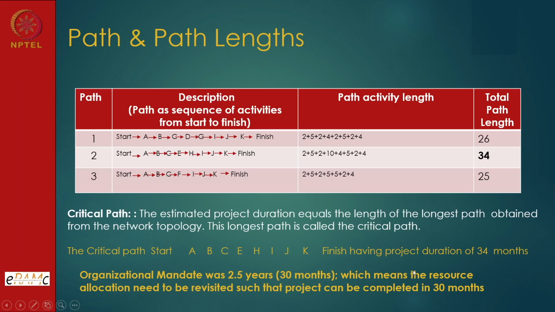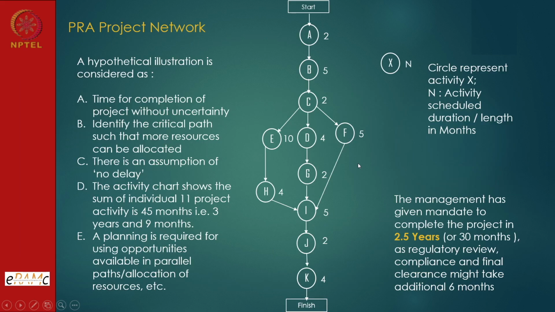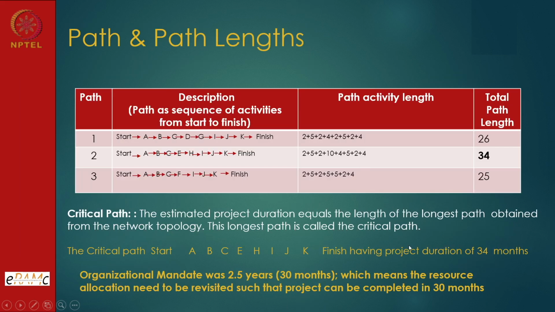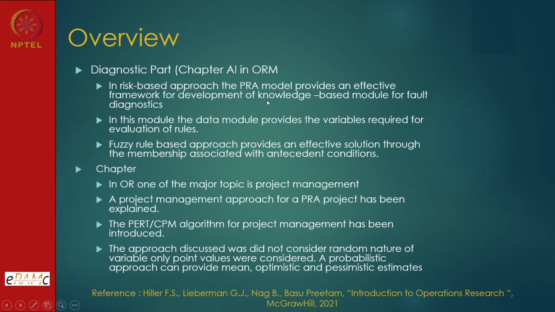So for those 4 months, we can discuss what adjustment should be done. And if this comes down to, let us say, 30, then the other paths will still not become critical. So this is the only path we have to focus on, and our job becomes much easier to have a project schedule in place. And finally we have to complete it in 2.5 years, that's it. So the overview is the diagnostic part.